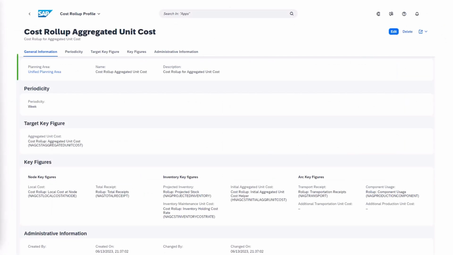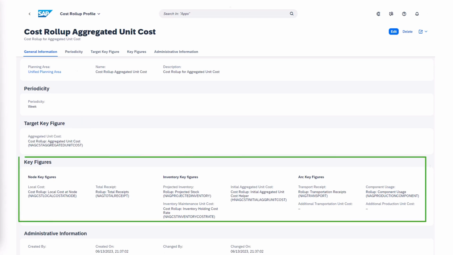First, specify a planning area and a periodicity. The periodicity is the time profile level at which the calculation for cost rollup is executed. Specify the target key figure where the calculation result will be stored, then add the input key figures for the operator, either stored or calculated.